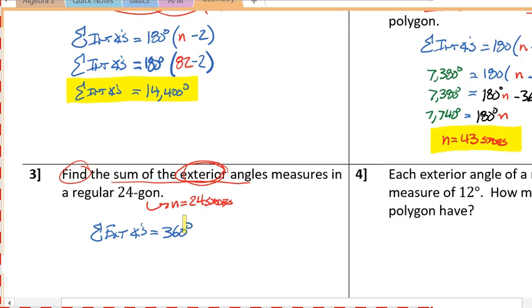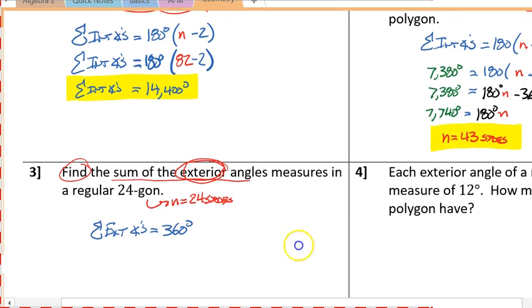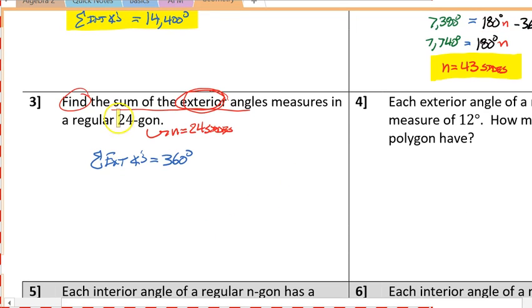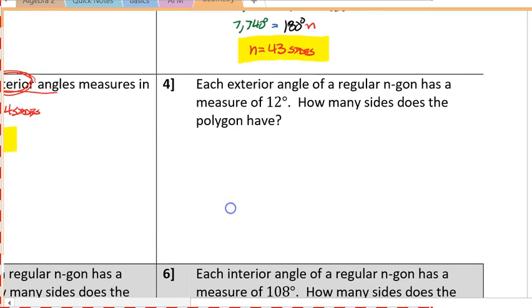That's it. The sum of all the angles outside of any multi-sided shape is always going to be 360 degrees. Whether it's a 24-gon, whether it has 4 sides, whether it has a billion sides, it's always going to be 360 degrees. So we're done. Okay, next question. Question number 4.